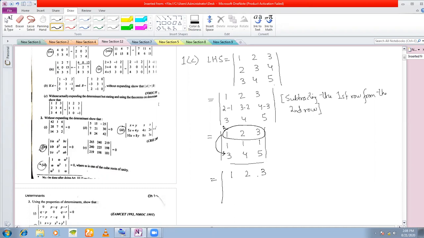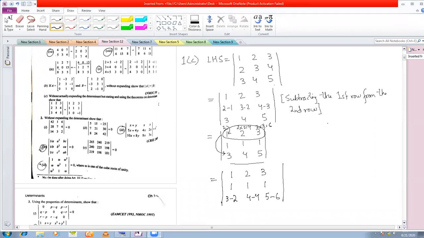I write the first row as it is because I'm not changing the first row. I'm simply multiplying this in my mind. The second row also will remain as it is. And then what will I do? 3 minus 2 into 1 is 2, so 3 minus 2. 2 into 2 is 4, so 4 minus 4. And 2 into 3 is 6, so this becomes 5 minus 6. See whether this step is clear or not. Is this step clear?